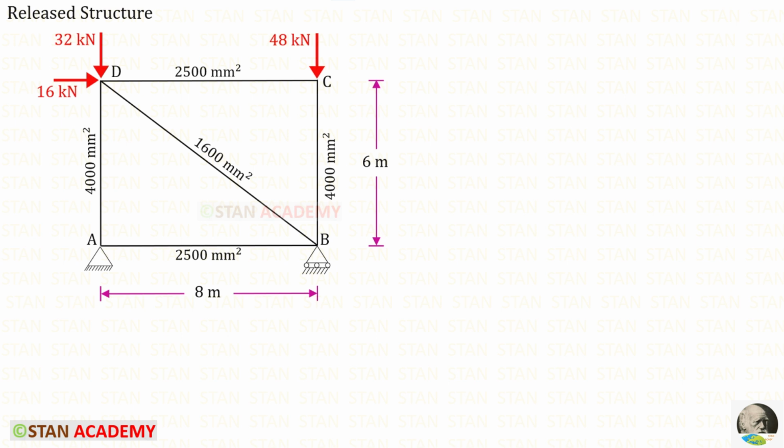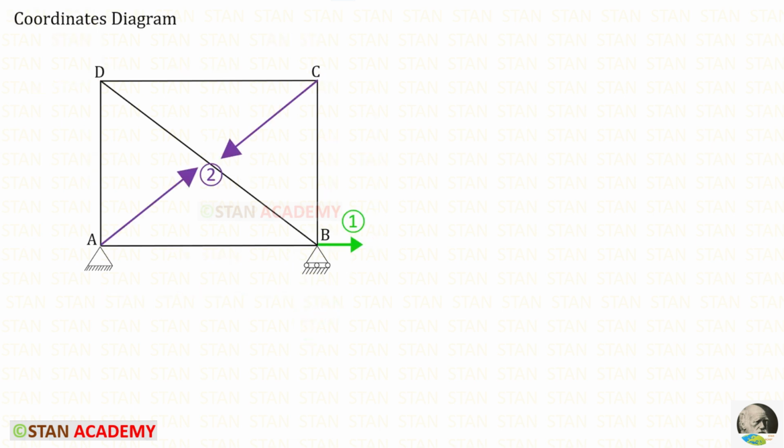You can see that I have removed AC. Also, I have released the horizontal reaction HB. Previously at the point B, there was a hinged support, but right now there is a roller support. We know that in the roller support there will be only one reaction. Here there is only a vertical reaction. Now let us draw the coordinates diagram. In this analysis there are 2 coordinates because we have released 2. Let us keep HB as the first coordinate and FAC as the second coordinate.